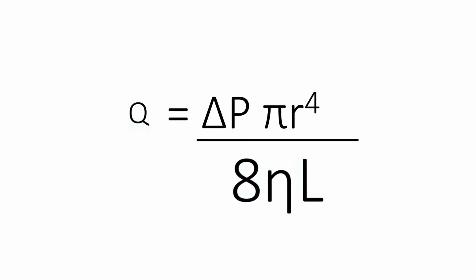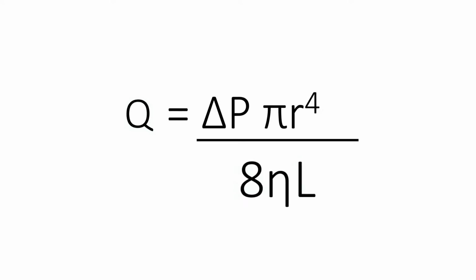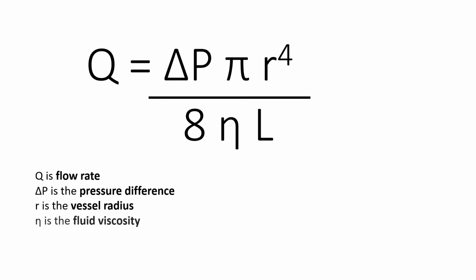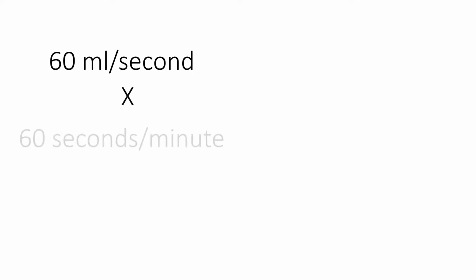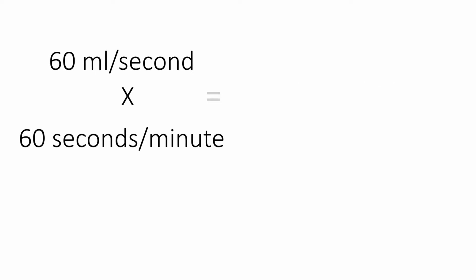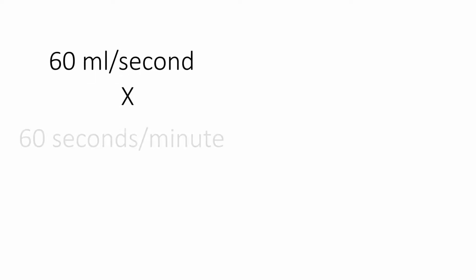Let's go through the elements of the equation in turn. Flow rate is measured in units of volume per unit of time and is given the symbol Q. So, for example, if the heart pumps out 60 milliliters of blood every second, the flow rate out of the heart is 3.6 liters per minute, 60 milliliters per second, multiplied by 60 seconds per minute. This is also known as the cardiac output.